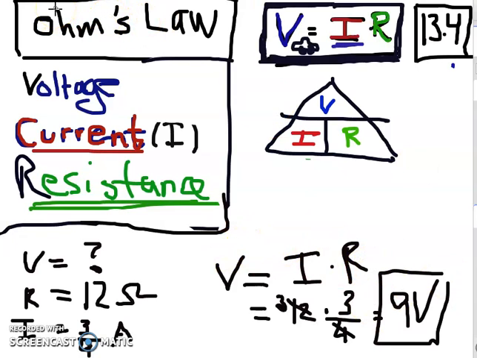All right, you should now be able to do part B of 13.4, number 3, talking about a 12-volt battery and 125 ohms. That should be enough to help you do that problem. All right.